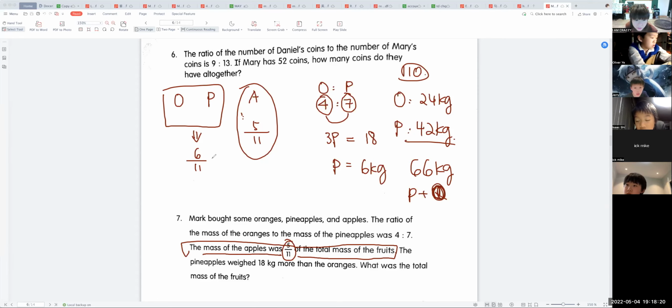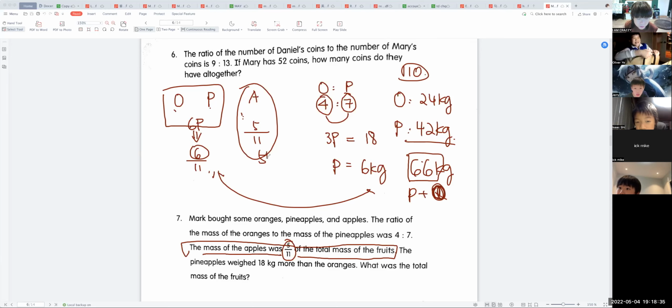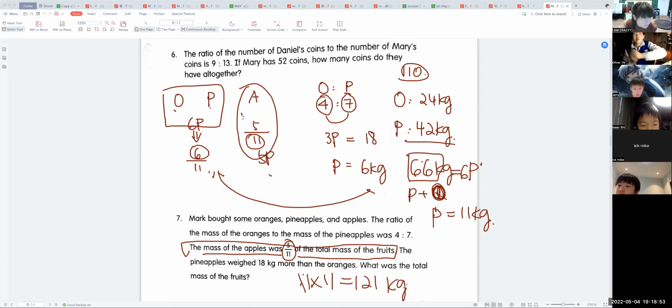So we know that this equals 6 over 11 of the total. That means orange plus pineapple is 6 parts and apple is 5 parts, so together it equals 11 parts. So 6 parts equals 66 kilograms, so 1 part equals 11 kilograms. So the total is 11 times 11 equals 121 kilograms. Got it correct. Very good, Isaac.